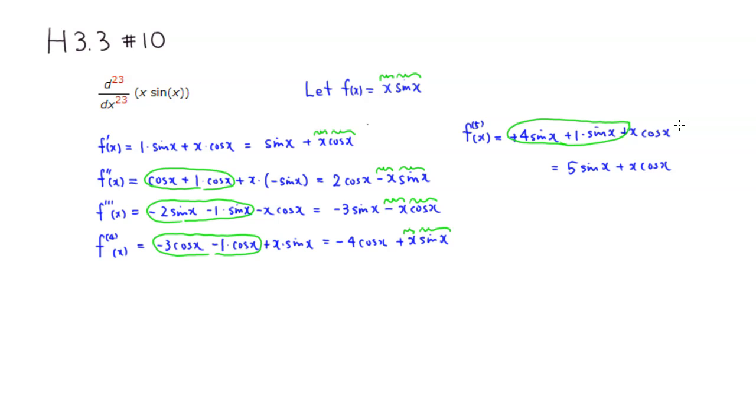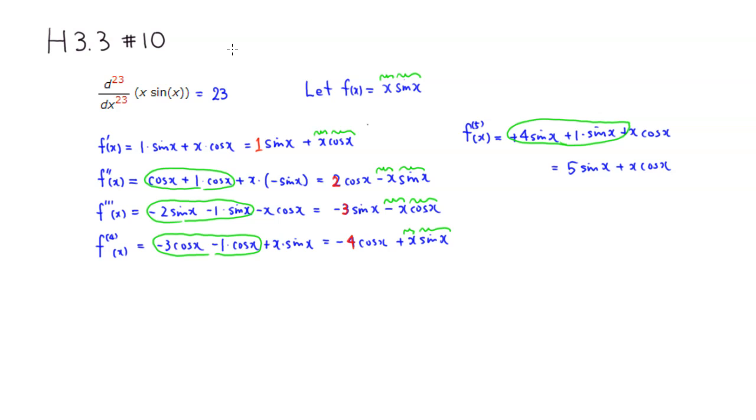All right, now we're beginning to see a pattern here. Number-wise, you're going to have 1 sine of x for the first derivative, 2 for the second derivative, 3 for the third derivative, and so on. So we know that if it's the 23rd derivative, you're going to have 23 there. All right, so we took care of that.